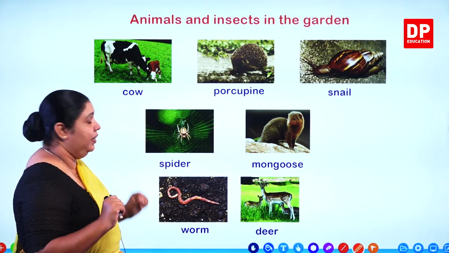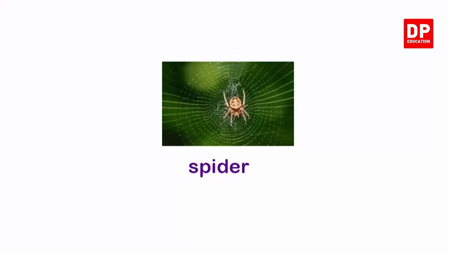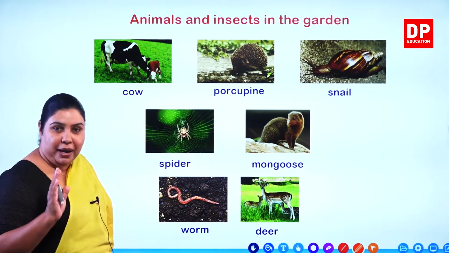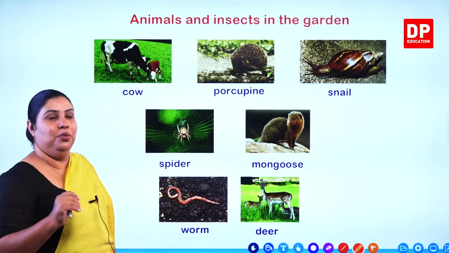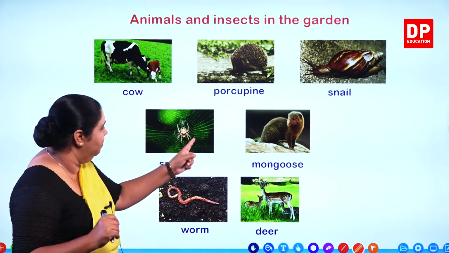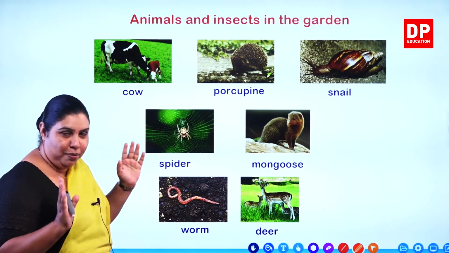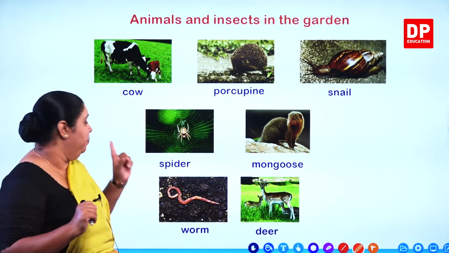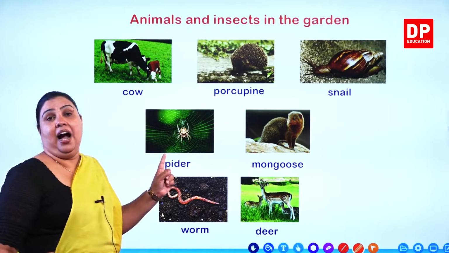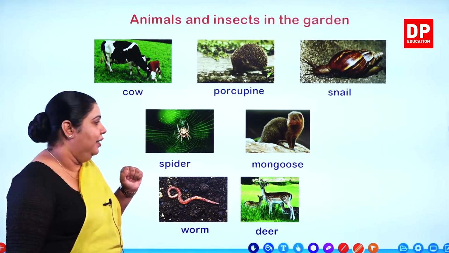Okay? Right. Then we have the spider. Here we have the spider. Now some of you are scared of spiders. Now what is spider in Sinhala? Makuluwa. This is the spider. Can you see the spider web? They have a spider web. So how do you spell the word spider? S-P-I-D-E-R. Spider. Makuluwa.